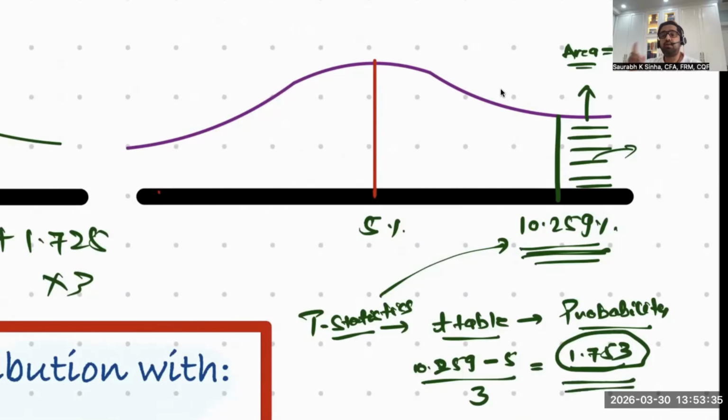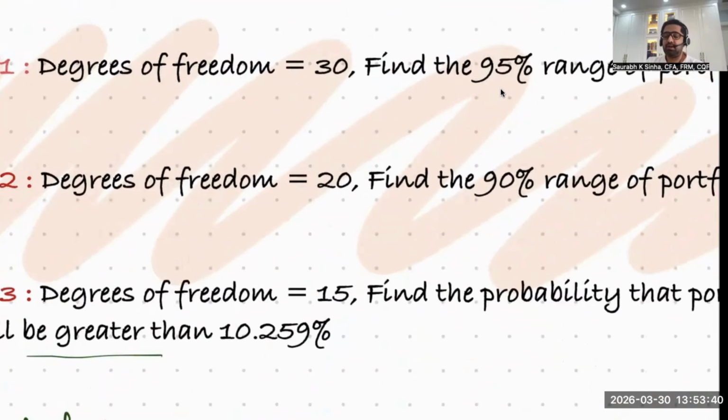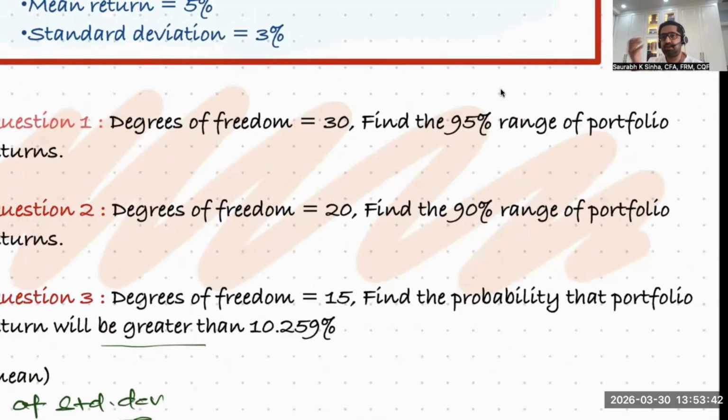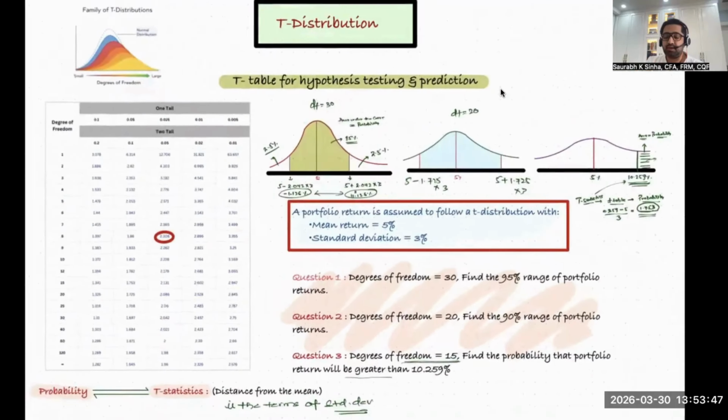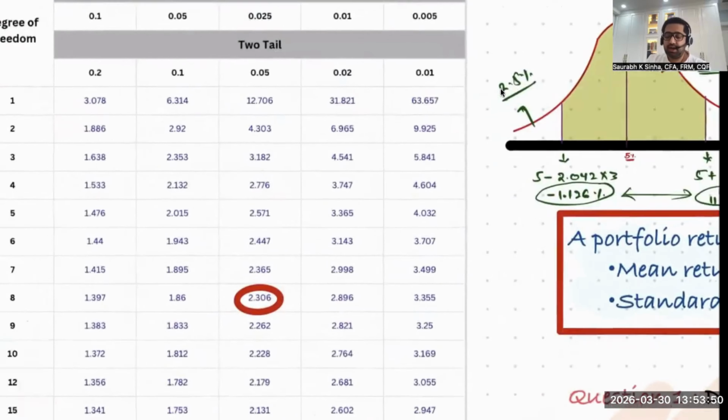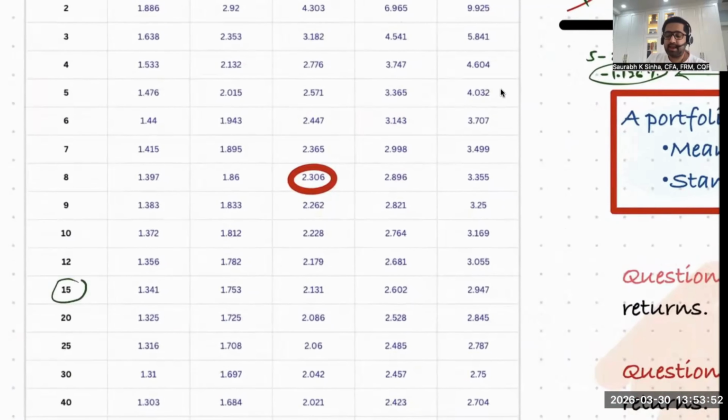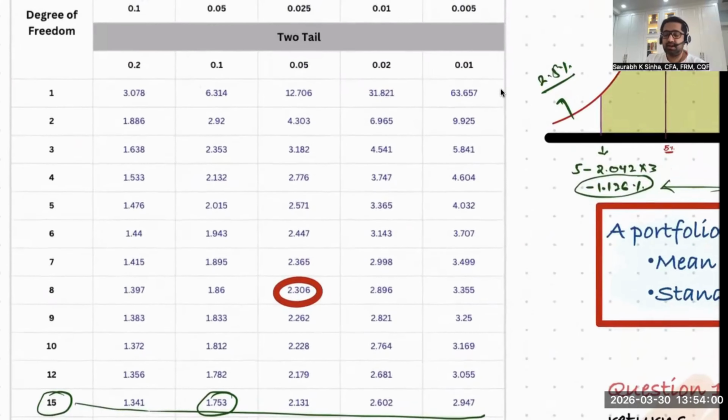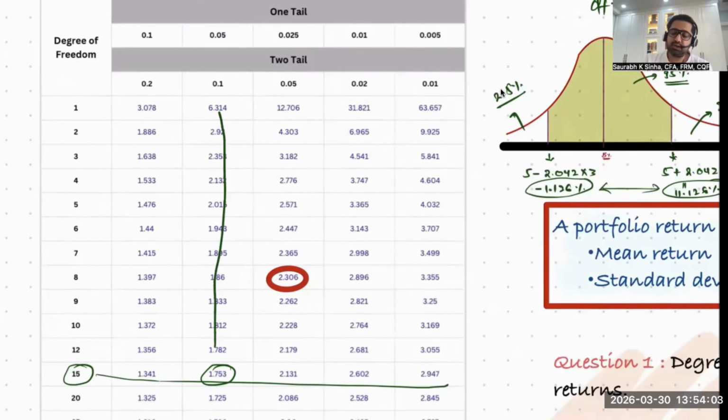So you have to find 1.753 for which degree of freedom, for which distribution. The T distribution which is associated with the degree of freedom 15. First of all, let's go to the degree of freedom, that is 15. For this 15, you have to look for the value 1.753. This is the value 1.753. So 1.753 is associated with a 10% probability in two tails and 5% probability in one tail, right?